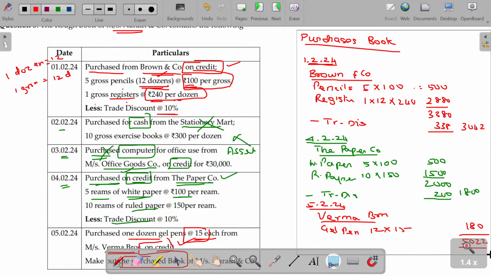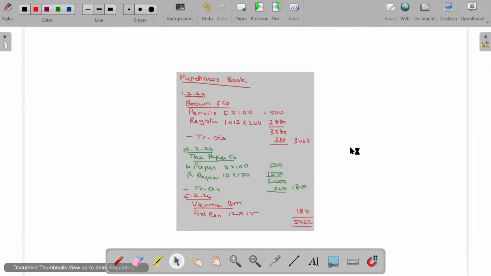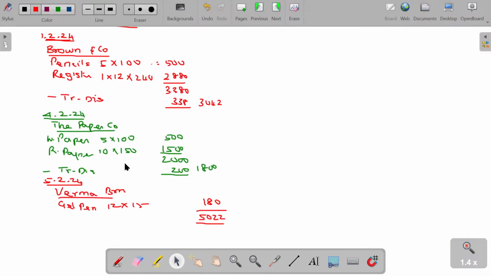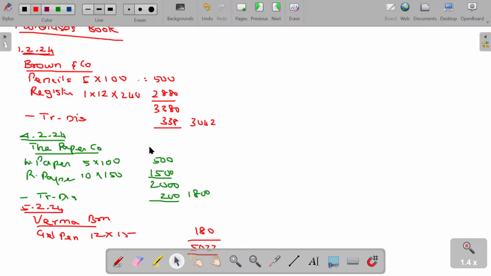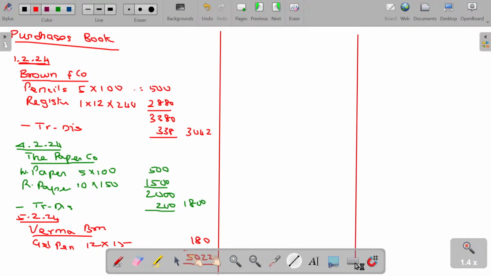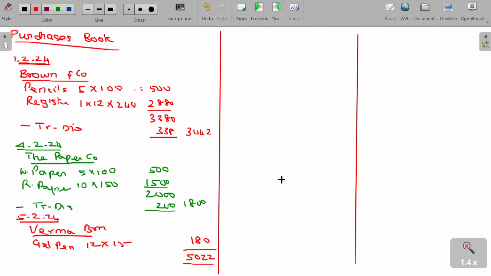Now listen. We have prepared the purchases book. Now we have to post that where? In the ledger. How can I post from the purchases book to the concerned ledger? Have you posted? Did you try? Okay, already.